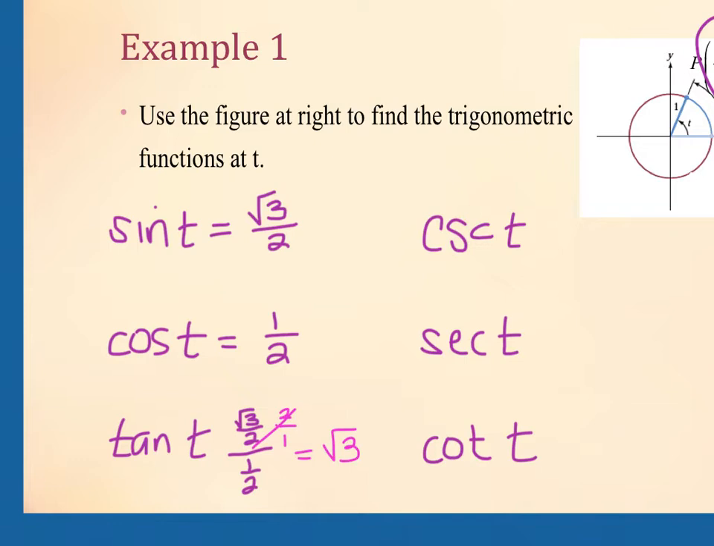With me so far? Okay, cosecant, I'm going to flip sine. So 2 over root 3. Can you leave a square root in the bottom? No, so we got to rationalize this. We're going to multiply both the top and the bottom by root 3. And I get 2 root 3 over 3. Secant: flip the 1/2 and I get 2.